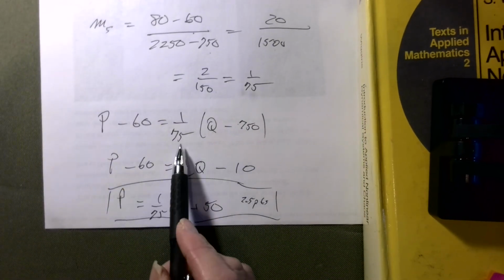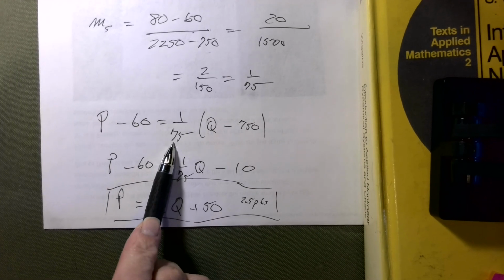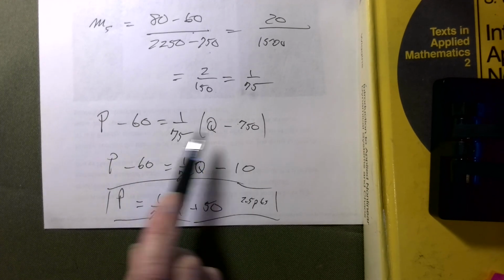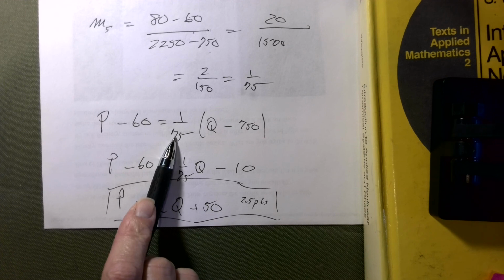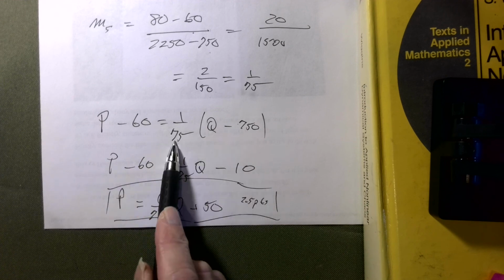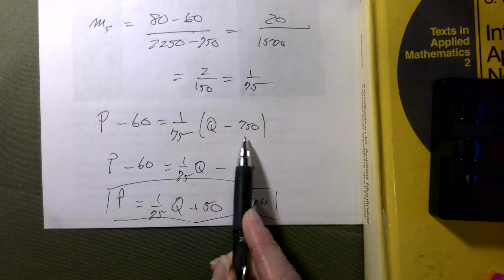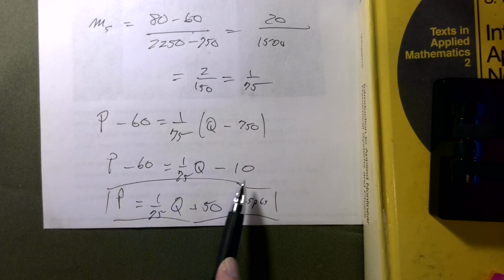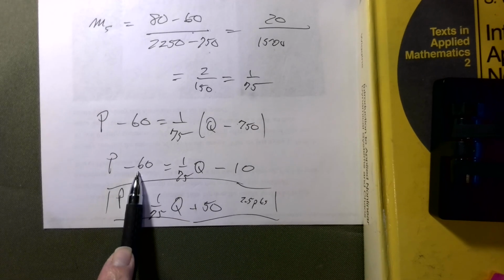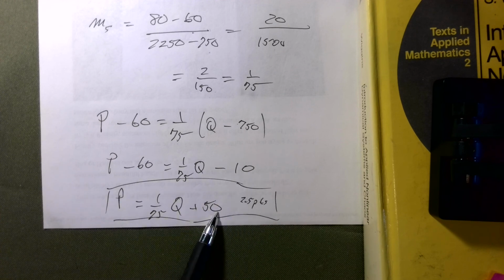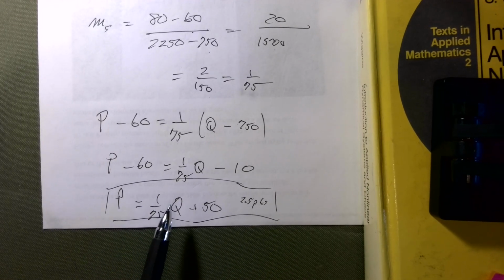Now I just put my information into the point slope form, and I just do the arithmetic. We're going to distribute the 1 over 75, and 750 divided by 75 is going to be 10. Then we add 60 to both sides, and we get 50. So this is the supplier's point of view.